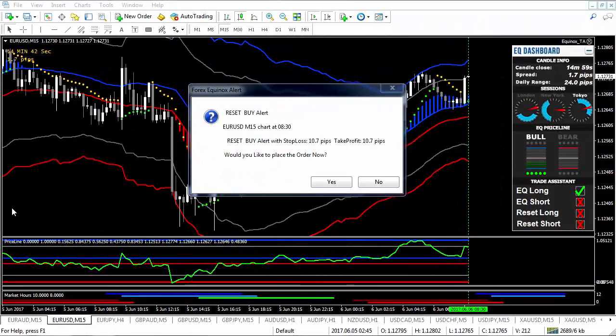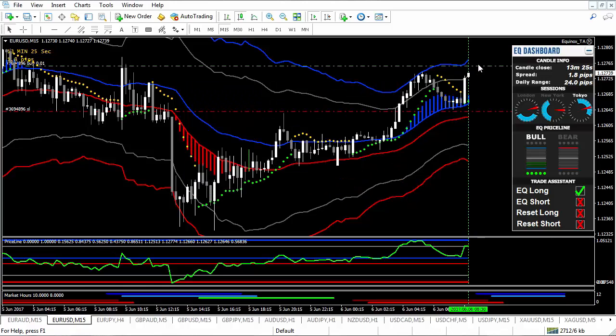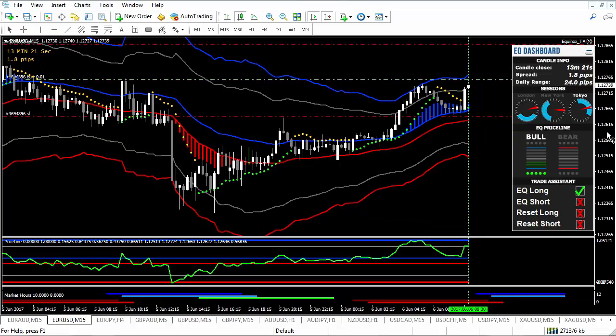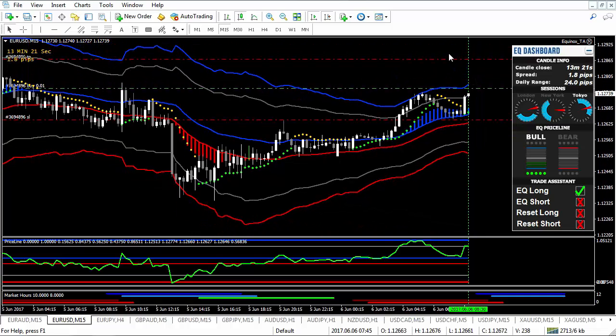This is an example of a reset buy alert. The pop-up window has alerted me to a potential trade. Now, if I decide that this is a trade I want to take, I can choose yes, or I can choose no if I don't want to take this one. So I'm going to choose yes right now. And it had entered the trade, also placed my stop loss, and at the same time, placed my take profit.